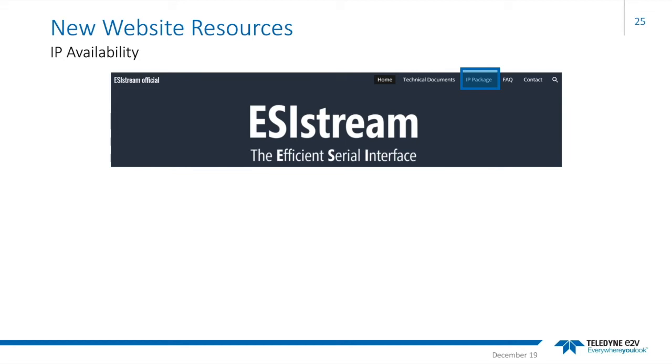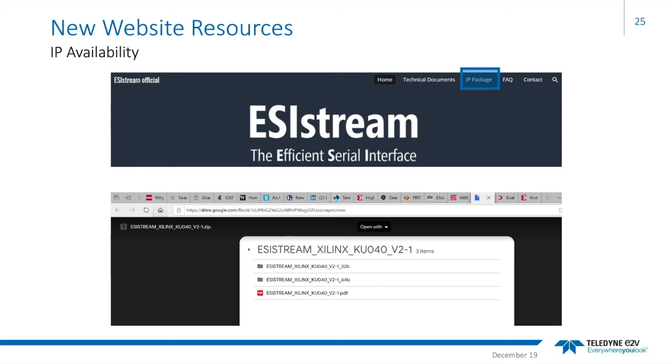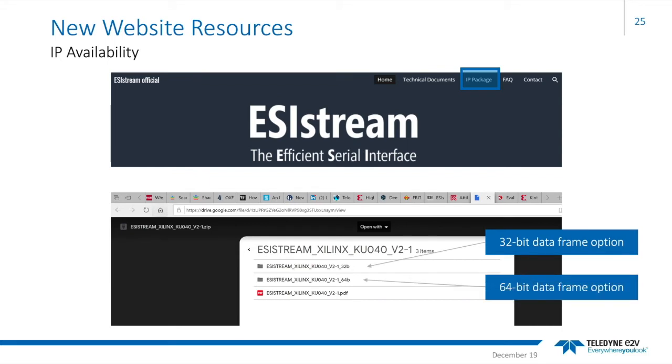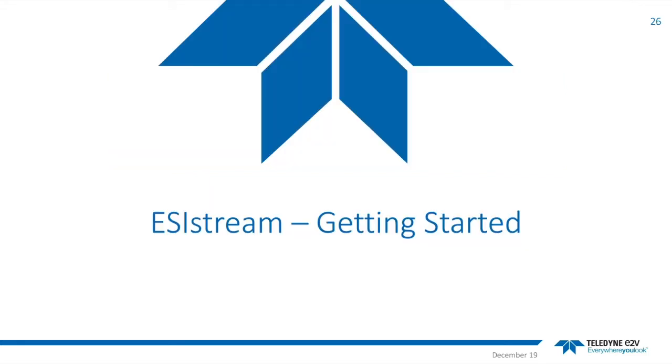If you decided upon either the Xilinx 32 or 64-bit options, then when you click on Download from the ESIstream website, this is the next screen you'll see. You can clearly identify two separate zipped file containers, as shown here. So let's get started with the project.